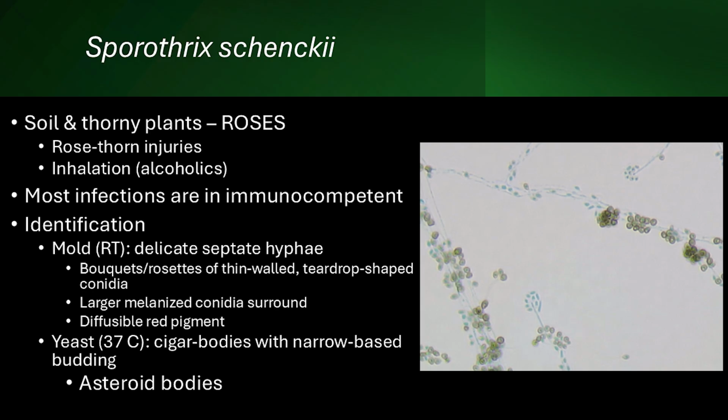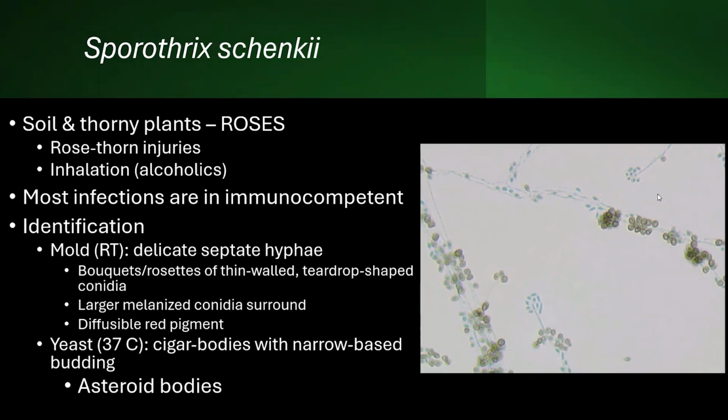For identification in the lab, the filamentous mold phase at room temperature shows delicate septate hyphae that have bouquets or rosettes of thin-walled, teardrop-shaped conidia. You can see this here on the right. Here we see this right here, with surrounding larger melanized or brown conidia in the milieu. You can see this here.